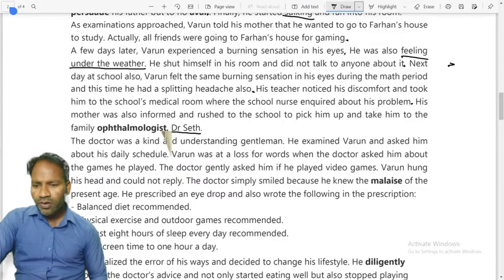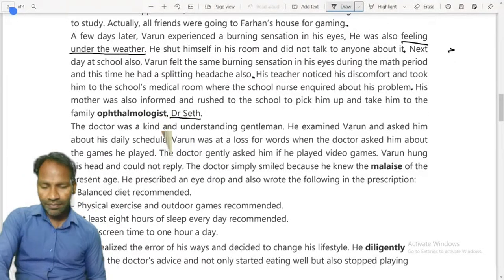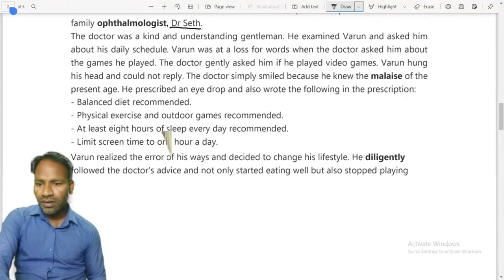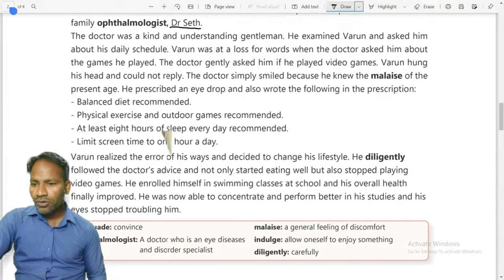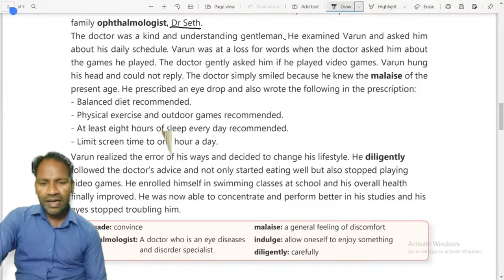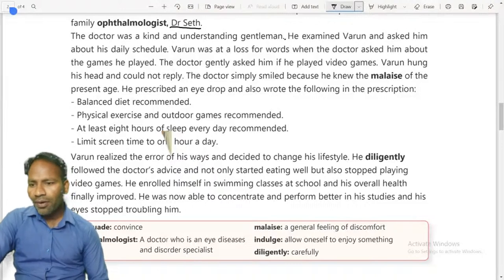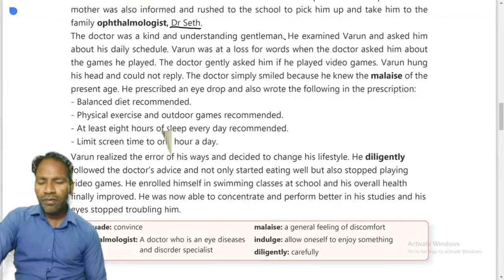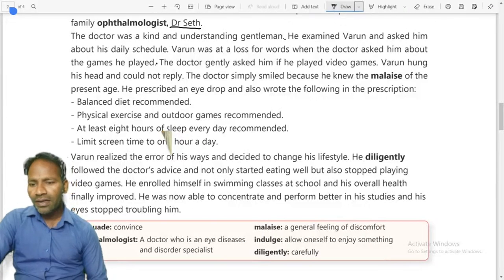The doctor was a kind and understanding gentleman. The doctor to whom his mother took him, Dr. Seth, was an experienced and kind doctor. He examined Varun and asked him about his daily schedule. Varun was at a loss for words when the doctor asked him about the games he played, and the doctor asked him different questions.